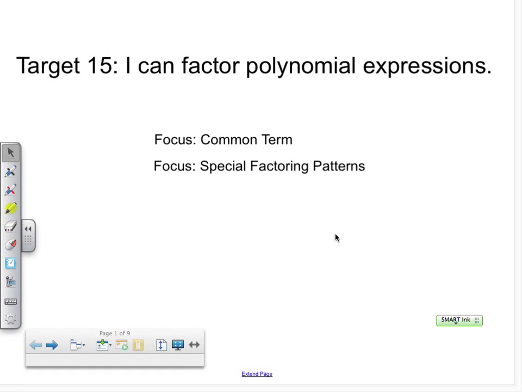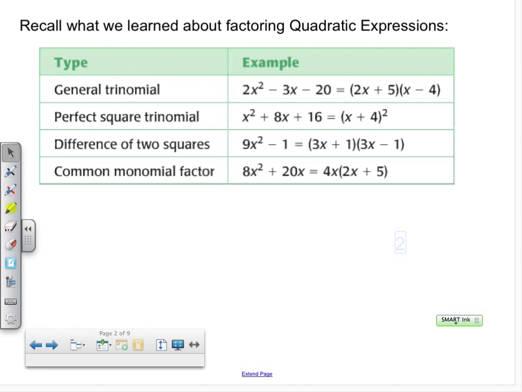Algebra 2, Target 15. I can factor polynomial expressions. Today's focus, using common terms and special factoring patterns. Remember from previous targets, we've had certain types of factoring.